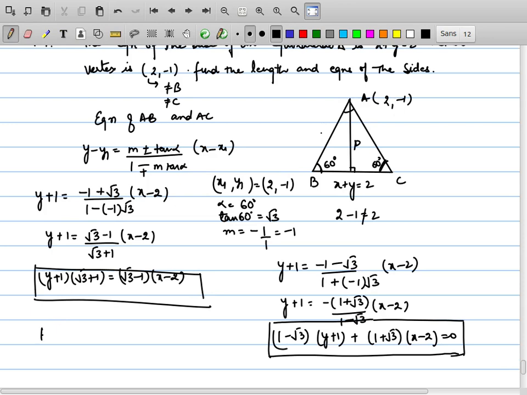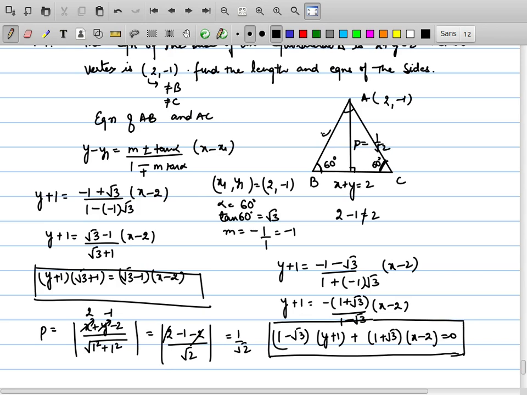So what is this P? Bring all the terms of the equation to one side, divide by the square root of coefficient of x square plus coefficient of y square, take mod and substitute the coordinates of the point through which our distance is to be found. So this is (2 minus 1 minus 2) upon root 2. This is 1 by root 2. Therefore, this length P is 1 by root 2.